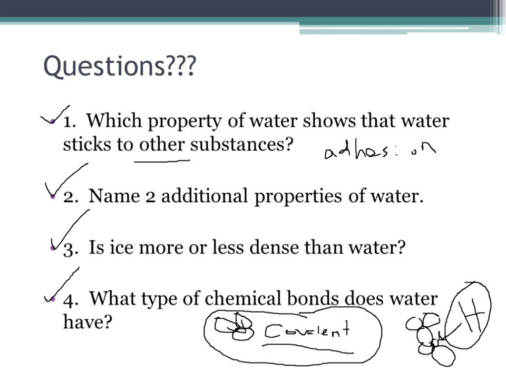Okay? All right, guys. Well, thank you again for coming. We are all finished for today. Again, I hope you learned about those properties of water: polarity, surface tension, density, capillary action, cohesion, adhesion, and I hope you know about the bonds that hold everything together. So if you got that, you're good.